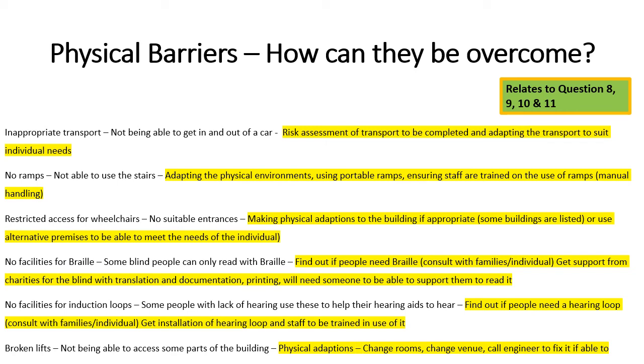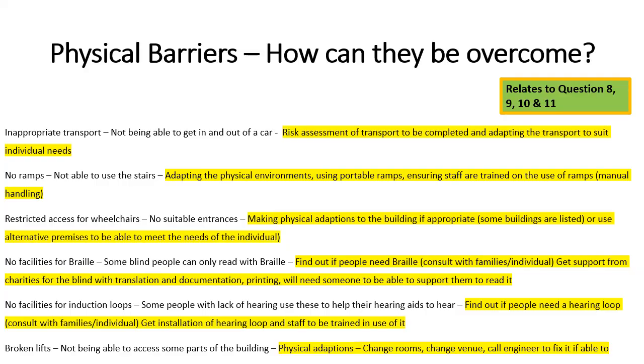No facilities for induction loops. So some people with lack of hearing, they use these to help them to hear. So find out if people do need a hearing loop. So again, it's not just to presume that people need these facilities or these things. You need to ask the person or the families, and then you need to get installation of a hearing loop, and staff need to be trained in how to use it if you are going to have one. Broken lifts and not being able to access some parts of the building. Again, physical adaptations, so change rooms, change the venue, and call the engineer to fix the lift if you're able to.